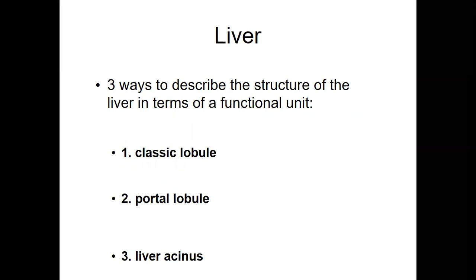For the liver, there are three ways to describe the structure of the liver in terms of the functional unit. The first one we describe is based on the classic lobule. The second one is the portal lobule. And the last one is the liver acinus. So you have to remember the three ways of describing the structure of the liver in terms of its functional unit. The first one is the classic lobule. The second is the portal lobule. And the third one is the liver acinus.